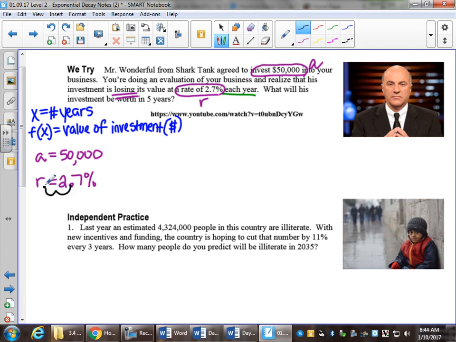Twice to the left would make this 0.027, or if you don't like that, that's okay. In your calculator, do 2.7 divided by 100, and again, you'll get 0.027. We have to get the decimal form. So we've got A and we've got R. Very exciting. How do we build our model?